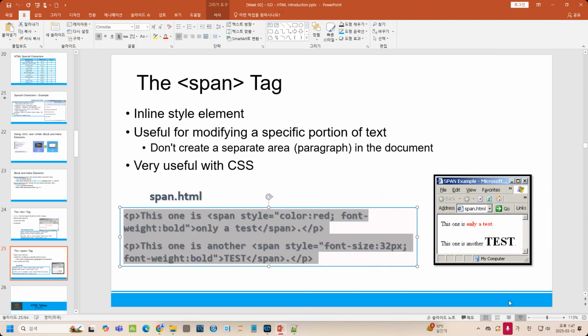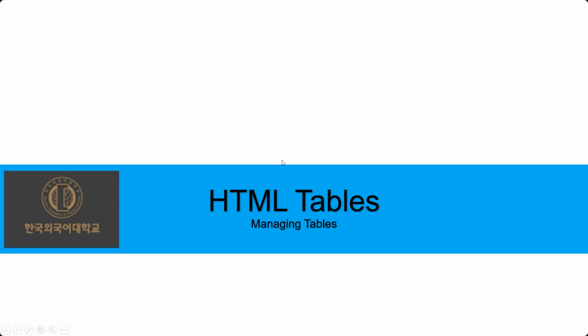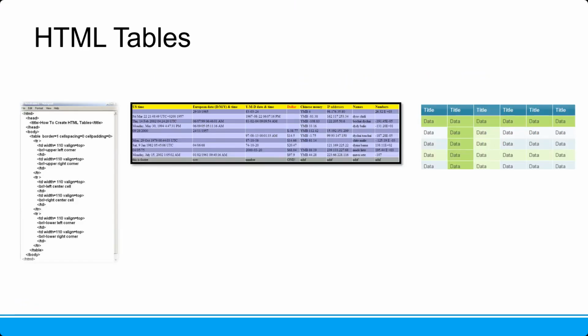Okay, so that's the very basic definition of div and span. Now let's take a look at another kind of definition, which is about tables. Because in our department, industrial and management engineering, we focus on data analytics. Tables are important, so I would like to explain how to define tables, how to create tables, and how to do some things with tables in HTML.